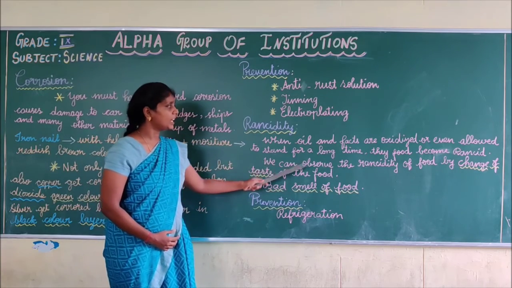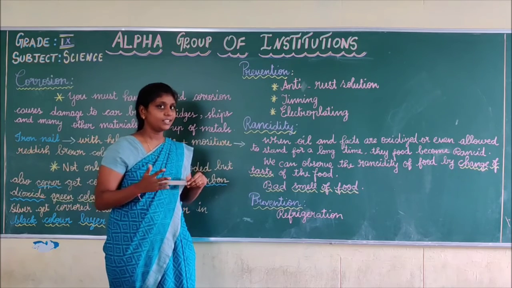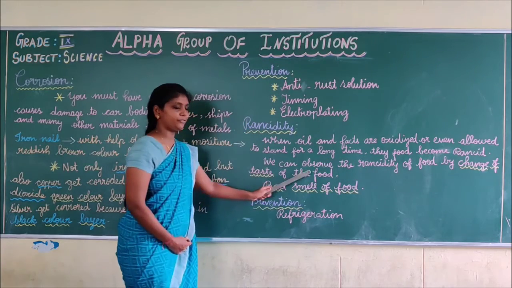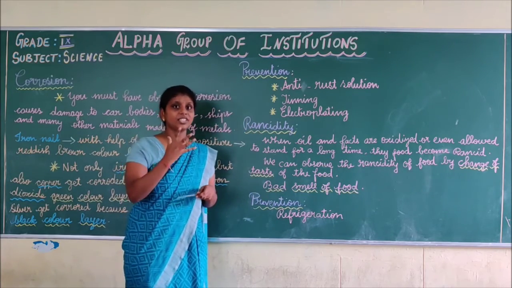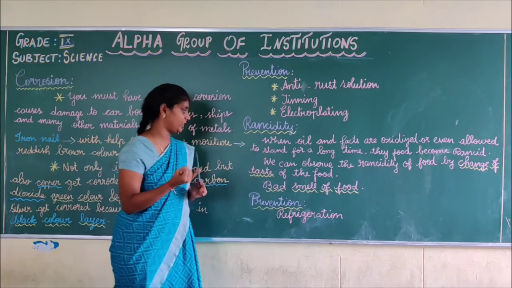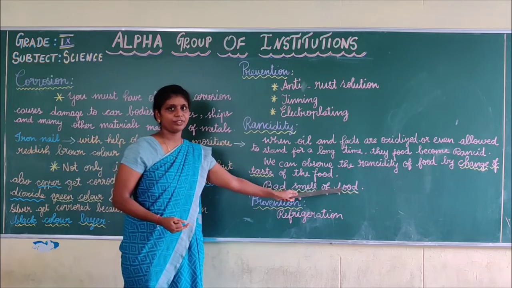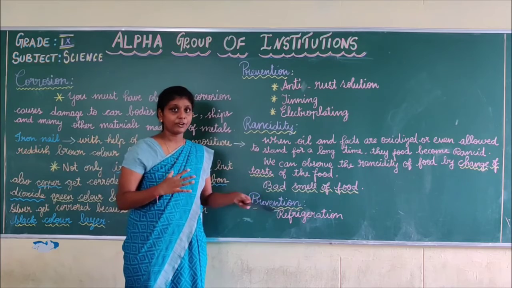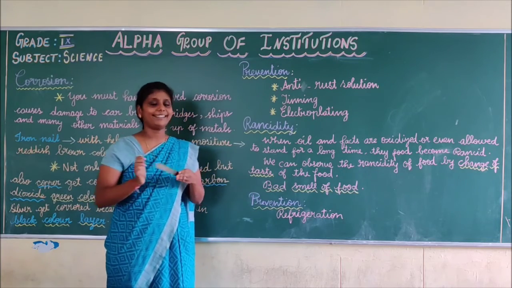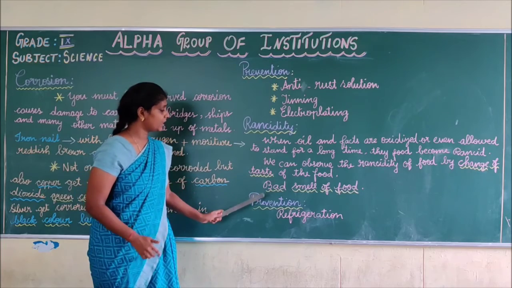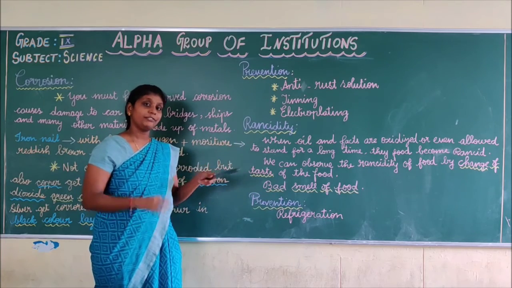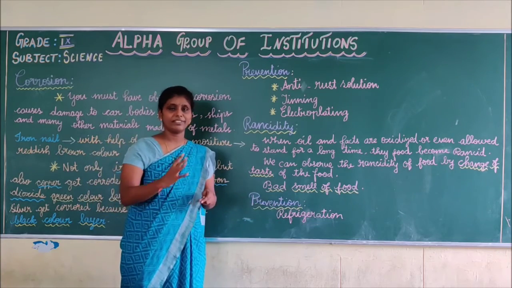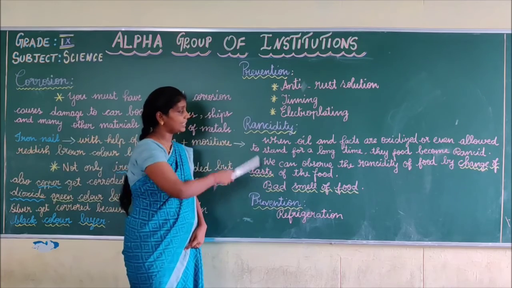How can we observe that food has become rancid? There are 2 conditions. First, a change in taste of the food. If we eat the food, there will be a change in taste. Second, a bad smell from the food. From these 2 conditions, we can conclude that the food has become rancid. Next, how can we prevent rancidity? If we keep the eatable food in a refrigerator, we can prevent it. Do you understand how to prevent rancidity?